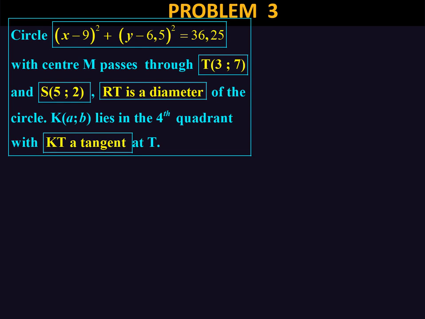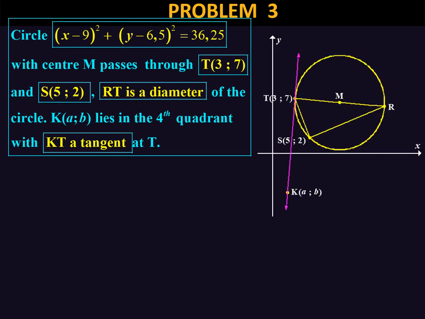Now let's go to problem 3. Okay, so there we've got our given information, and there's our diagram that is provided. So there I've got an equation, and what does this equation tell you? Without even looking there, you can find the center and you can find the radius. There's coordinates of T. T is a point of contact. There's a point S, it's a point on the circle, and RT is a diameter. What do we know about a diameter and a tangent? That's correct, they're perpendicular.